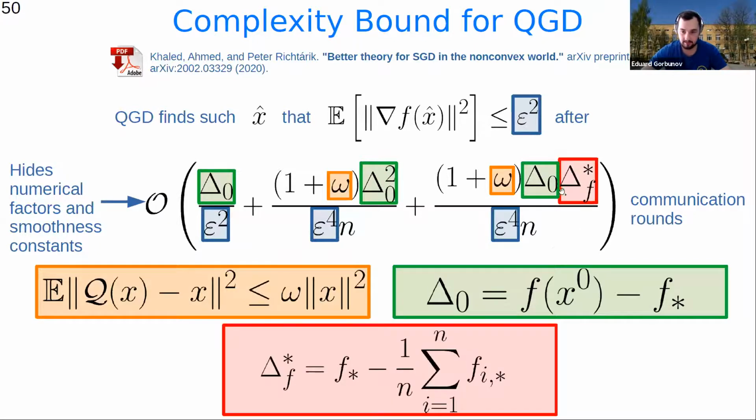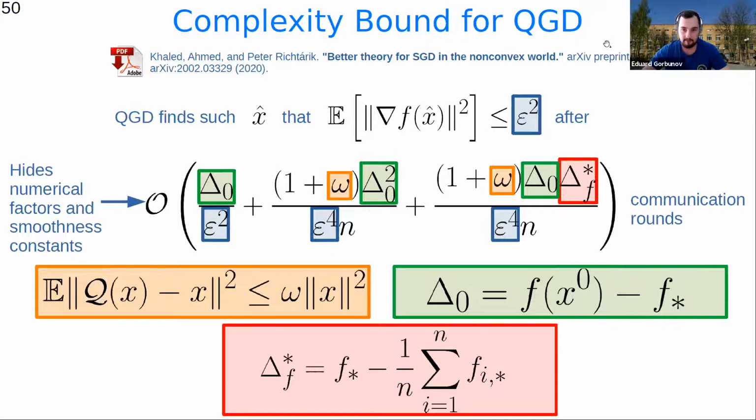In general this delta f star is not 0, because we do not assume that functions are homogeneous. So the natural question is how to improve this bound? Because, for example, when we apply gradient descent, it has communication complexity proportional to epsilon to the power minus 2, which is much better than this.